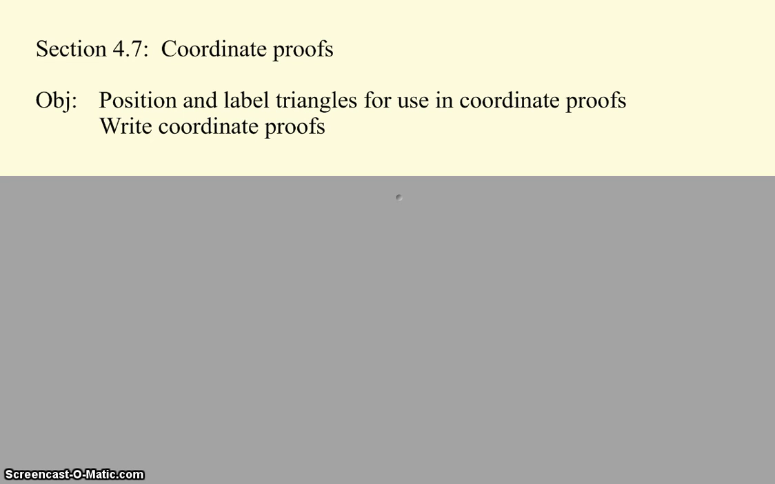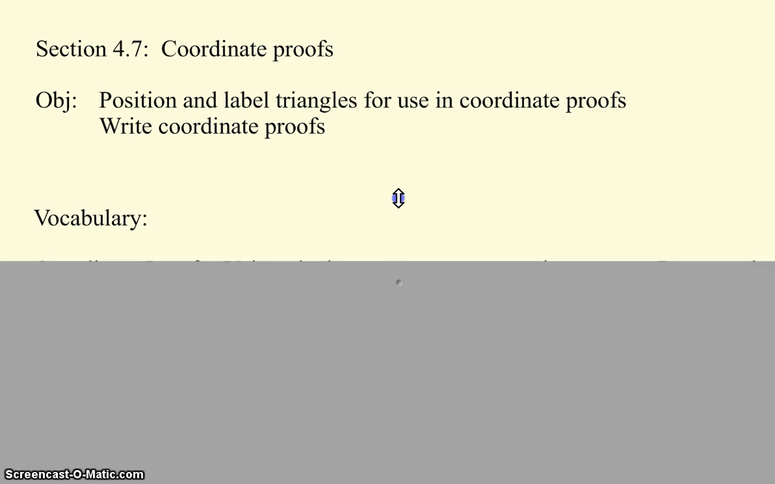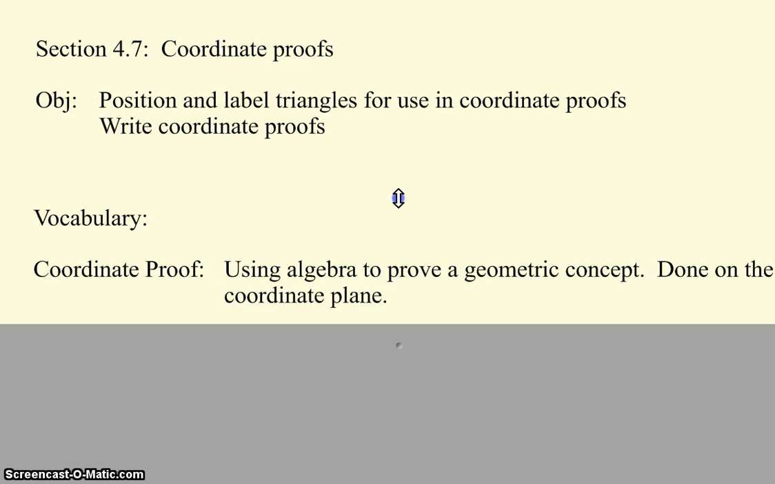In today's lesson, we will be positioning and labeling triangles for use in coordinate proofs and writing coordinate proofs. We have some vocabulary to look at. First, what is a coordinate proof? A coordinate proof is using algebra to prove a geometric concept, and we do it on the geometric plane.